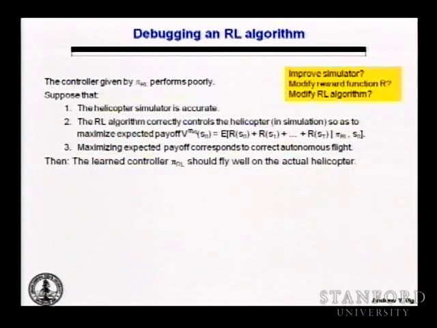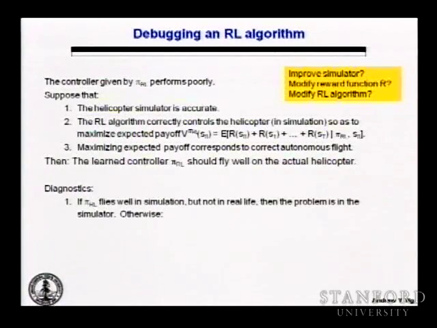Okay, so I'm showing you the sorts of reasoning that I go through when I'm trying to come up with a set of diagnostics for this problem. These are diagnostics we actually use routinely on various robotics control problems. So pi subscript RL, we said it doesn't fly well on the actual helicopter. The first diagnostic you might run is just check if it flies well in simulation. If it flies well in simulation but not in real life, then the problem is in the simulator. Because the simulator predicts that your controller, pi subscript RL, flies well, but it doesn't actually fly well in real life. And so if this holds true, then that suggests the problem is in the simulator.